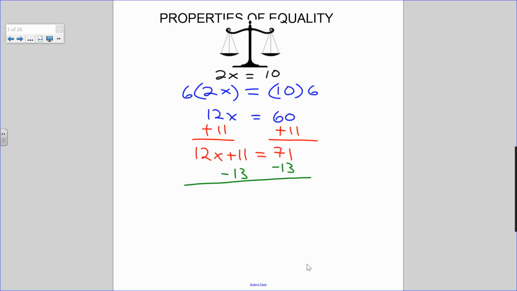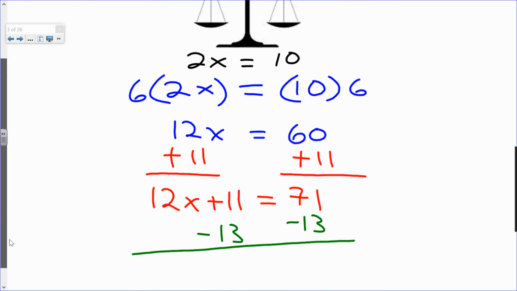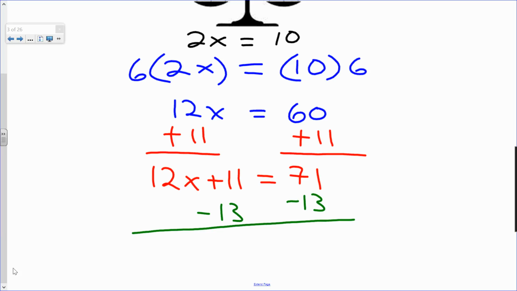Watch. So let's see what ends up being here. Still a balance. I have 12x plus negative 2. Right? 11 minus 13 is negative 2, equals 71 minus 13. Whatever that is. That's 58. Still have an equation that's balanced.